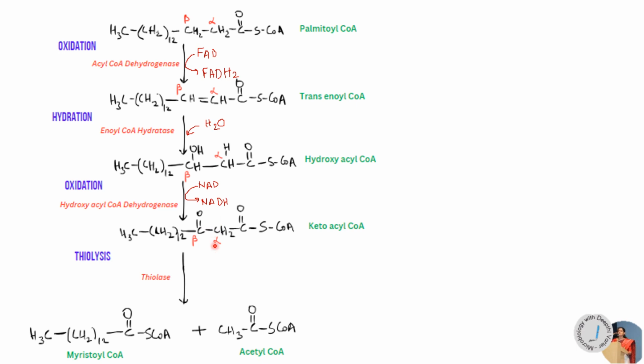We are going to break it down with the addition of a thio compound, or a compound that contains sulfur. The compound that contains sulfur, which is going to be added over here, is the CoA or coenzyme A. So we are going to add one more molecule of coenzyme A. Let me just write it over here. We are going to add one more molecule of coenzyme A, which is often written like this.